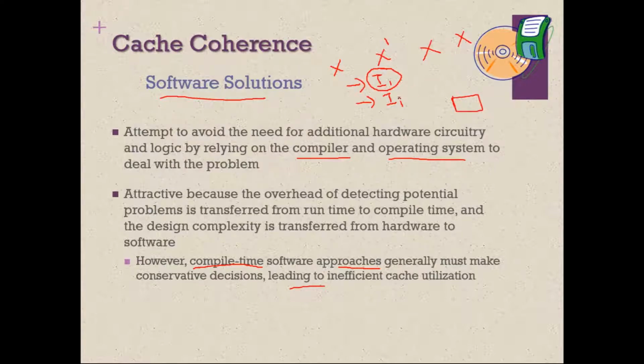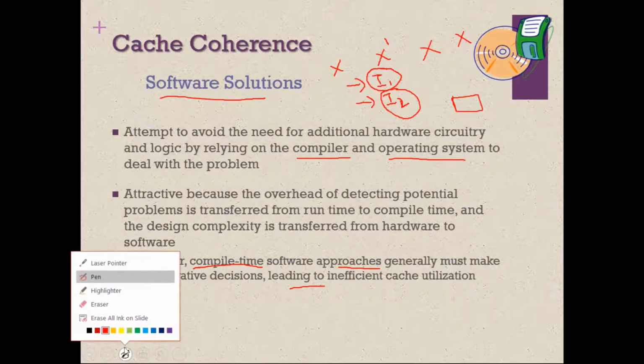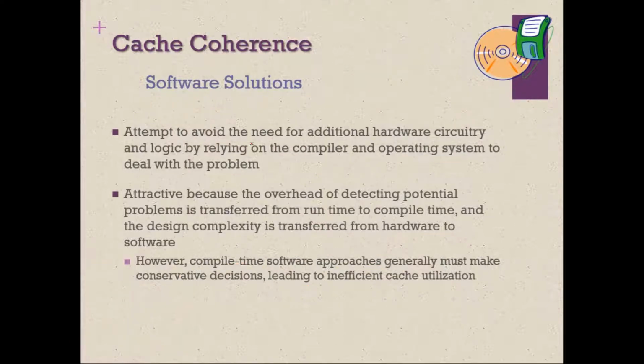Okay. If there is another instruction I2, and if it predicts that it may not create a cache coherence problem, then the compiler will allow this instruction to be cached. Okay. So this is the basic principle by which the software based solution works. The advantage of the software based solution is we do not require any special hardware circuitry or any special logic to deal with the cache coherence problem. It can be dealt with by the compiler and the operating system itself.